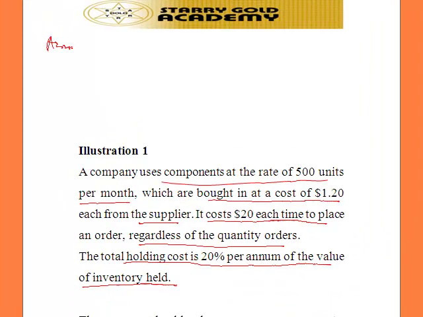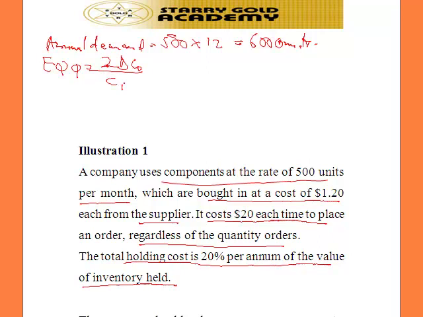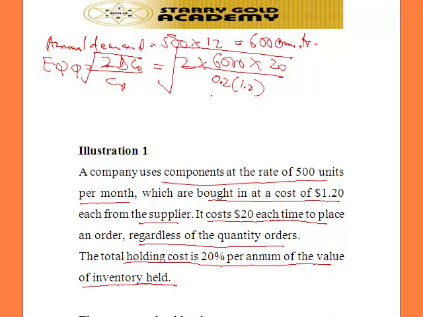Annual demand is 500 units times 12, and that's 6,000 units per annum. So our EOQ is the square root of 2DCO over CH. That's 2 times annual demand of 6,000 times ordering cost of $20, divided by the carrying cost, which is 20% of 1.2, so 0.2 times 1.2, all in square root. So that gives us 140,000 divided by 0.24, into square root. So what's our EOQ?